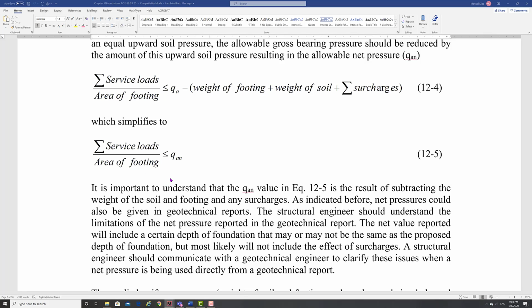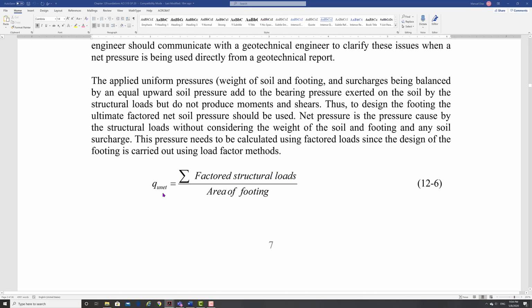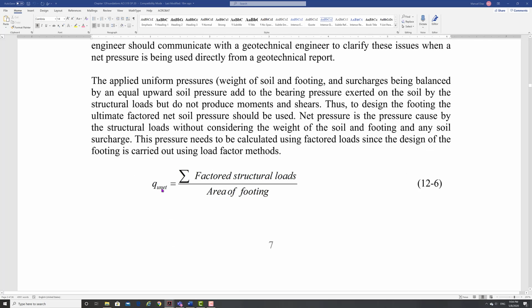But the footing is a concrete footing, and concrete is designed using factored loads. So now we have to factor the loads back again, with the area that we found. And now we calculate an ultimate pressure, a factored pressure, that's the u value here. A factored net pressure. Net because we're only using the factored structural loads. So only use that one, but factored. So now it becomes a net pressure.